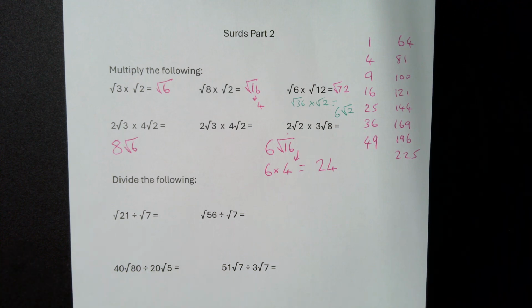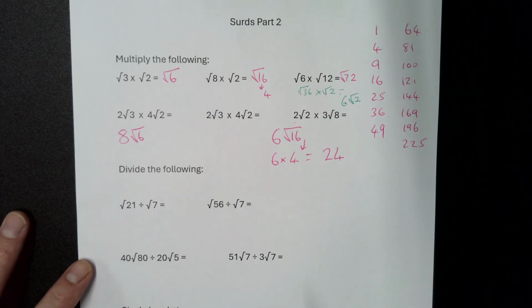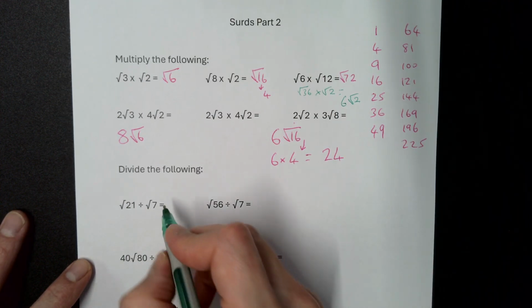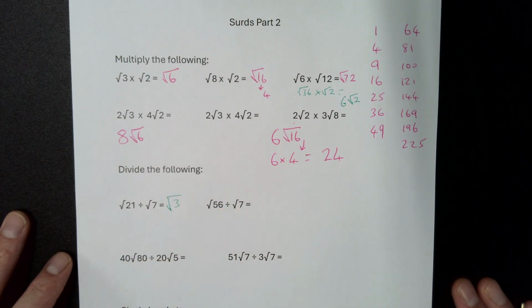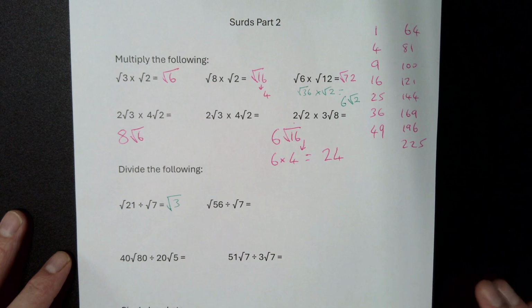Right, going down then, it's the same with dividing. You can only divide 2 surds or the whole numbers in front. Root 21 divided by root 7 gives you root 3. Alright, it's not a square number, so it cannot be cancelled down or simplified further.